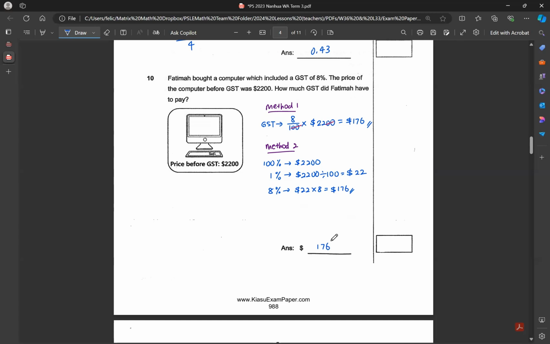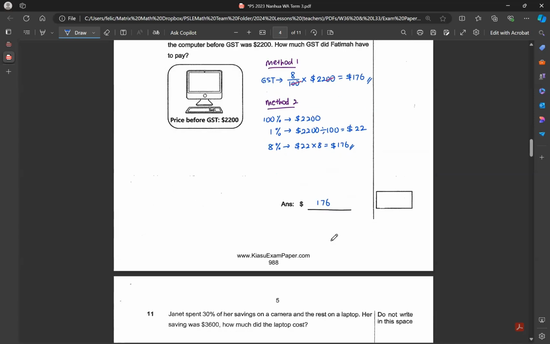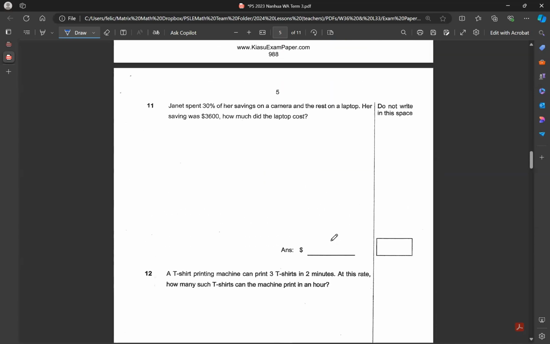Okay, it's not the price that he paid for the TV. Sorry, it's not the price that he paid for the computer. It's also not the final price. It's just the extra taxes alone. Okay, I'll move on to question 11.